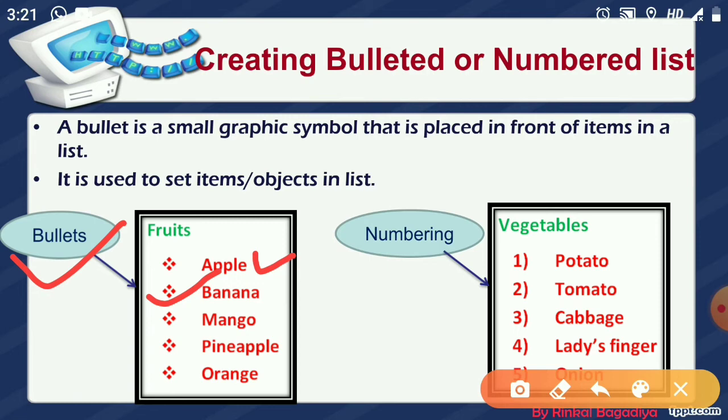Okay, same as for numbering. When I select numbering, first I type a name, then after I press enter, I don't have to take numbering again. It will automatically type number 2 after 1 and so on. So this is bullets and numbering. Let's see practically how we can take a bulleted and numbered list in Word 2010.